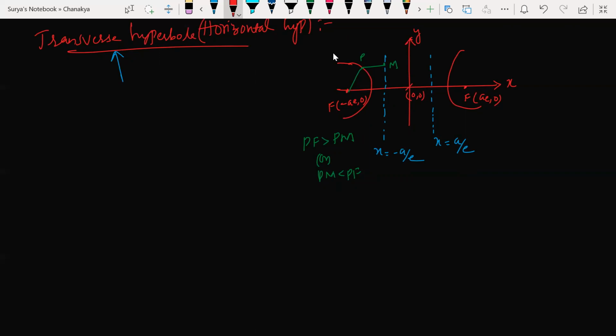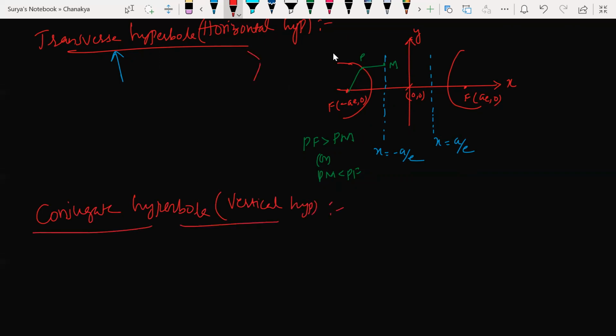Now we'll talk about the vertical hyperbola. Vertical hyperbola is nothing but what? Conjugate hyperbola. See, this is my vertical hyperbola. In fact, for your understanding purpose, I'm writing horizontal, vertical. You can call it that, no problem, but whenever you are writing an exam, don't write like that. Similarly, look at this, it will be like this. This will be my y axis, this will be the x axis.